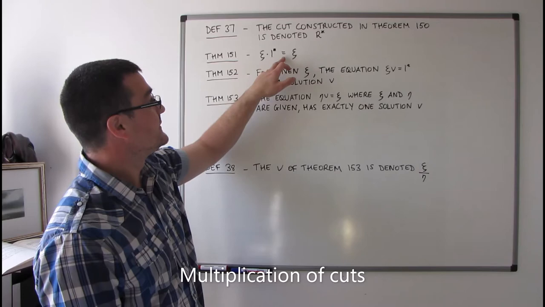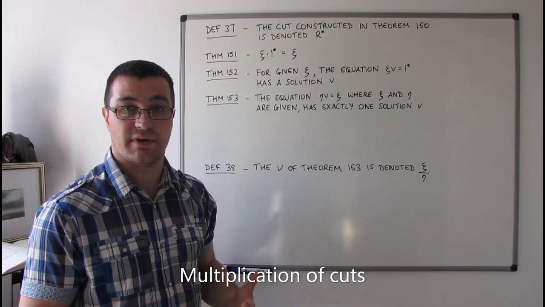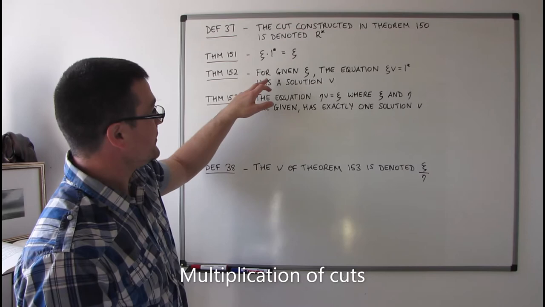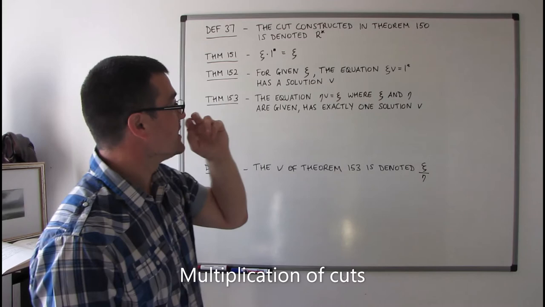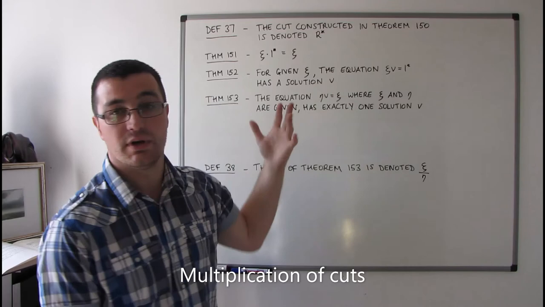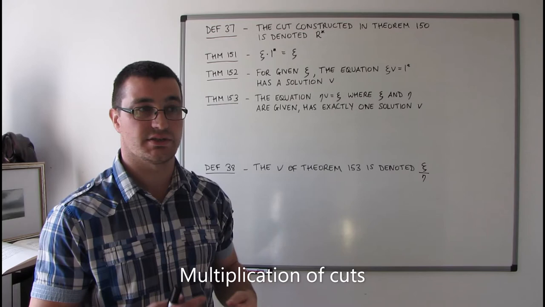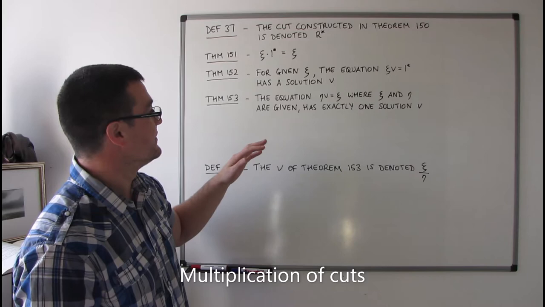And we see in theorem 151 that the cut xi multiplied by the cut determined by the rational number 1, so 1 star, is equal to xi. So this gives a multiplicative identity, really, for cuts. And then theorem 152, for given xi, the equation xi nu equals 1 star has a solution nu. So this would be, in a way, multiplicative inverses, or what you might think of roughly as reciprocals, although I wouldn't take it too literally at this stage.